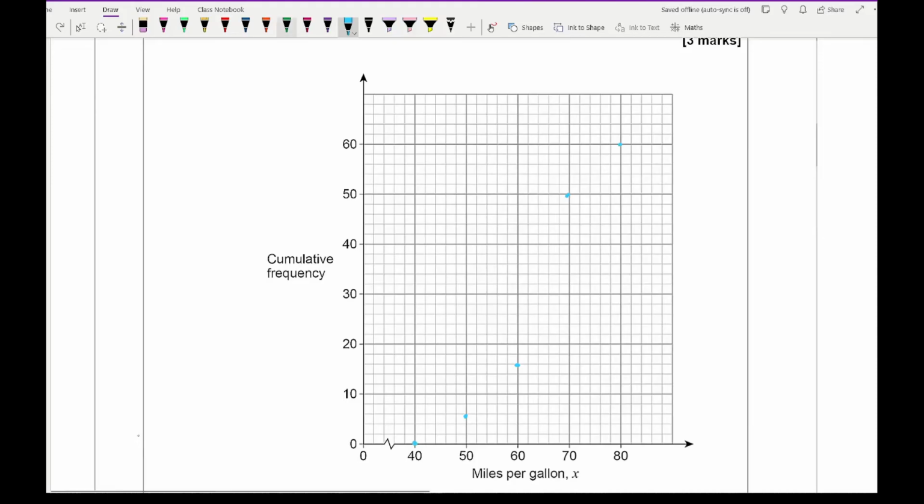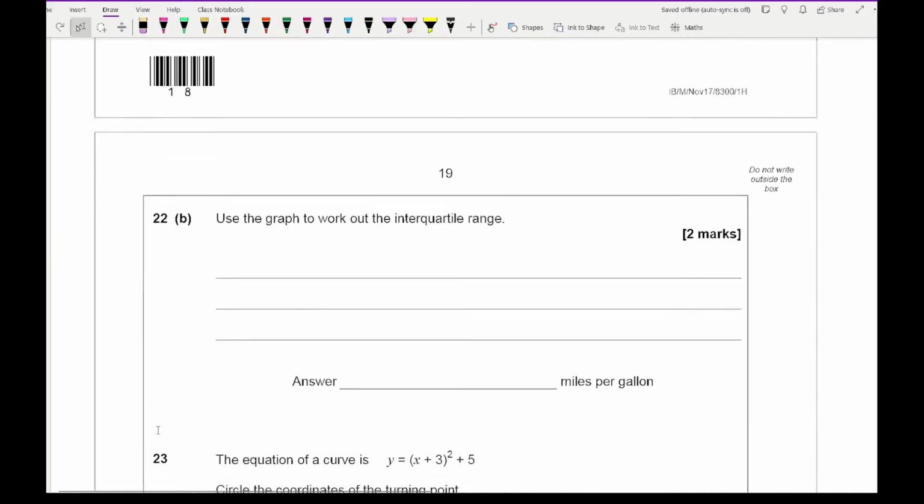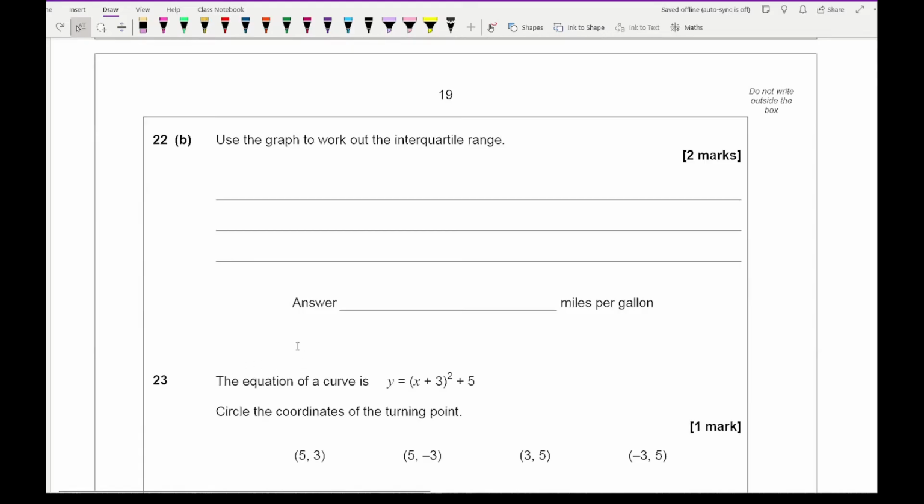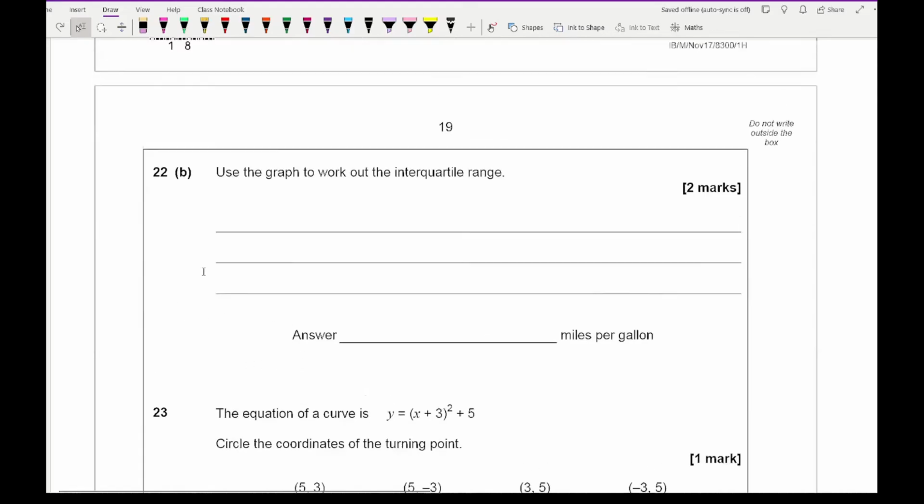And then what you want to do is carefully join the points up, making sure that your curve goes through each of the plotted points, like so. And you get 1 mark for joining those points up. The next question then says, use the graph to work out the interquartile range.